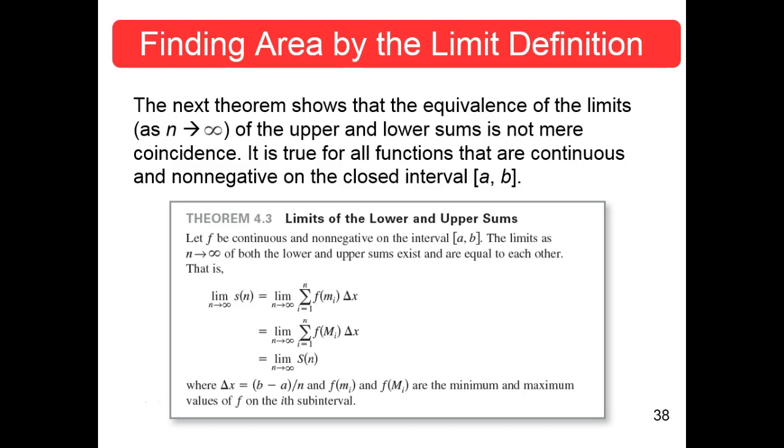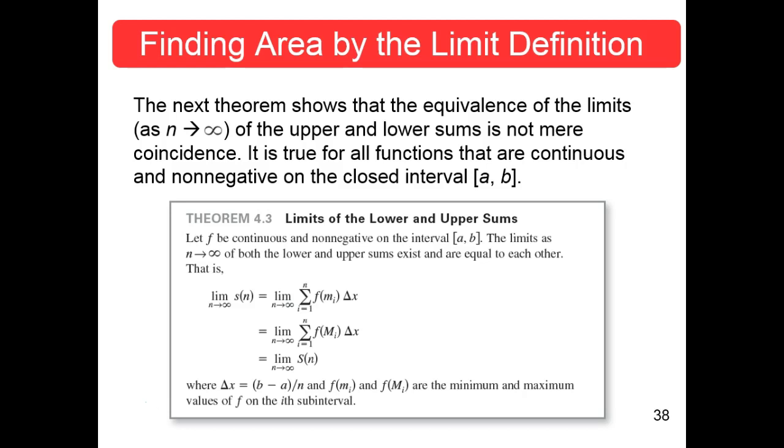You can't have any gaps in them. If you have gaps, everything falls apart. And you want them to be non-negative. You've got to always be up here above the x-axis. So as long as those two conditions are met: let f be continuous and non-negative on the interval a to b, then the limits as n approaches infinity of both the lower and the upper sums exist and are equal to each other.